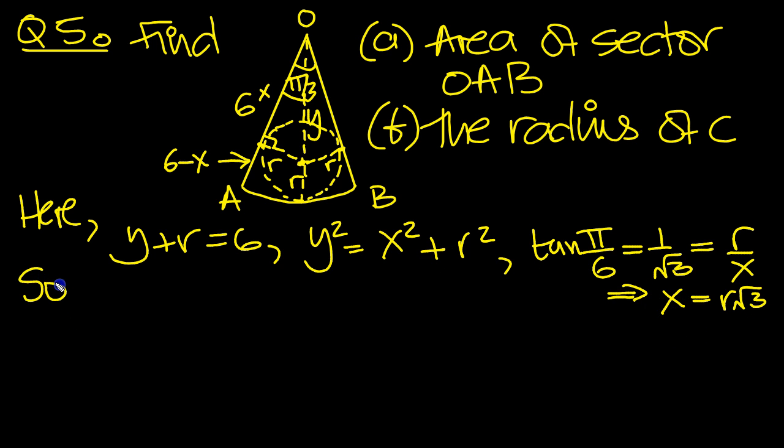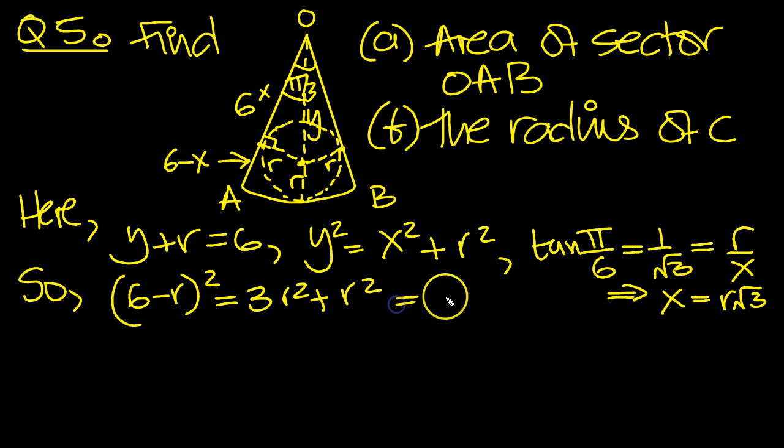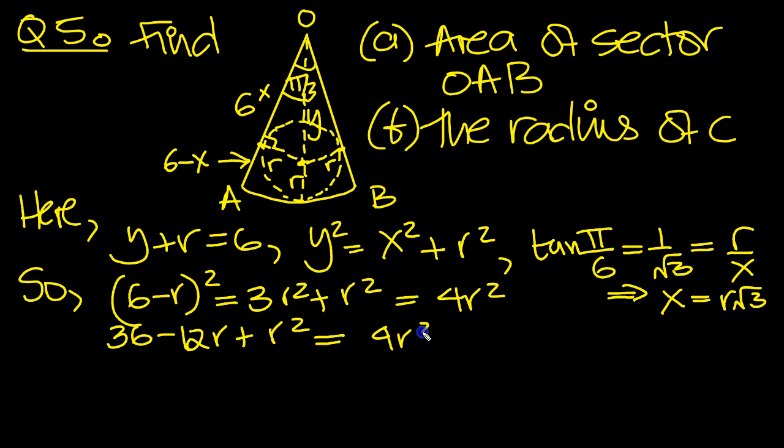So, what have we got then? We've got y squared, which is 6 minus r from here. So 6 minus r squared is equal to x squared, which is 3r squared, plus r squared, which equals 4r squared. So we've got 36 minus 12r plus r squared on the left is 4r squared.